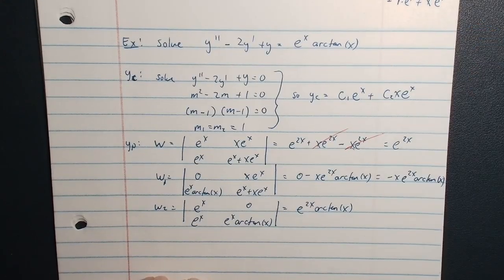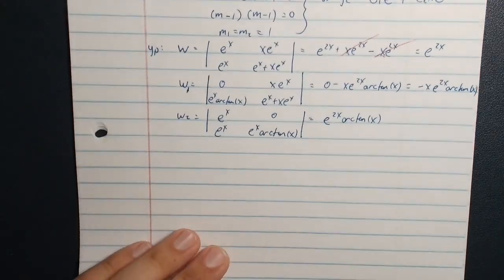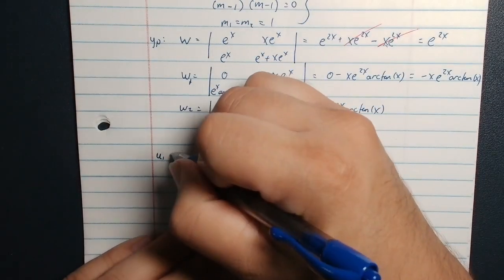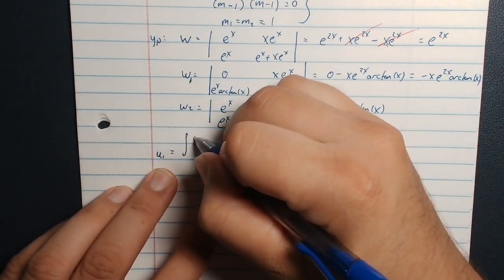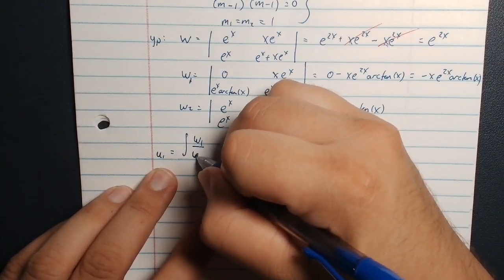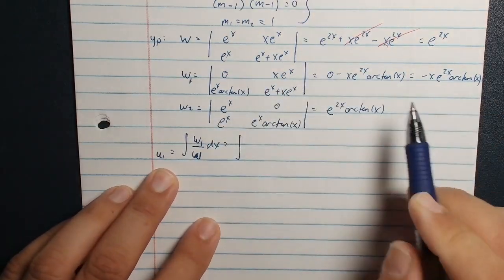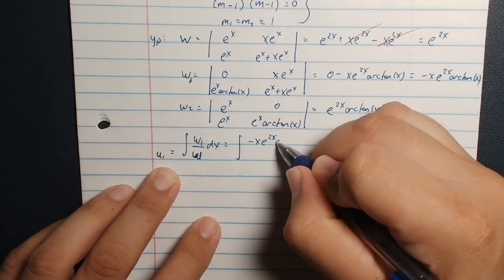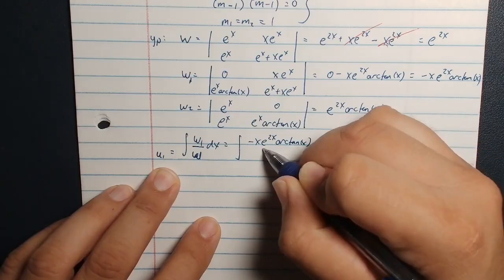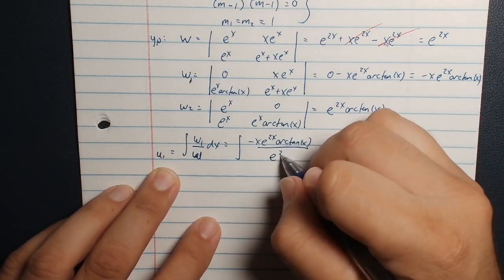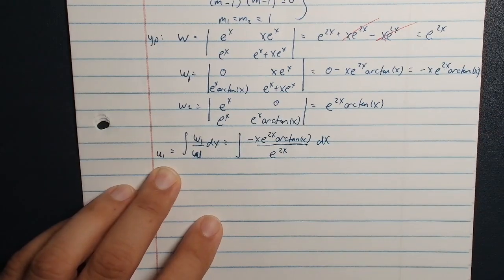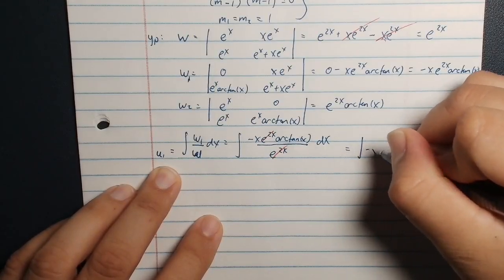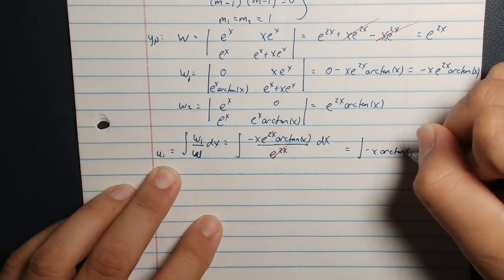Now comes the part that can be challenging. Let's go ahead and integrate. Depending on the problem, this may or may not be challenging, but be prepared for this to take a few moments. So here, u1 is going to be the integral of W1 over W, which is the integral of, let's see, W1 was negative x e to the 2x arctan x. And we're going to divide that by our Wronskian, which is e to the 2x dx. Here, these two divide out, and we're left with just the integral of negative x arctan x dx.